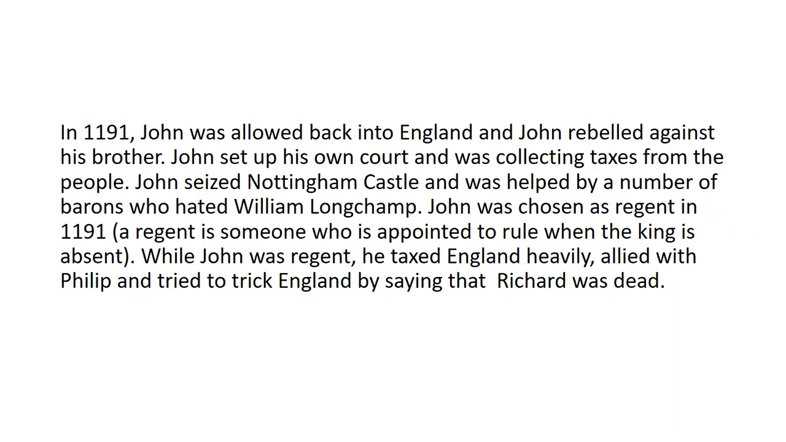Now, just as a bit of a backdrop here, remember in the previous lesson, it says here, in 1191, John was allowed back in England. That's because when Richard became king, he banned John from England to try and prevent him causing trouble. Now, when John was allowed back in 1191, John rebelled against his brother. John set up his own court and was collecting taxes from the people. John took over Nottingham Castle and was helped by a lot of barons who hated William Longchamp.